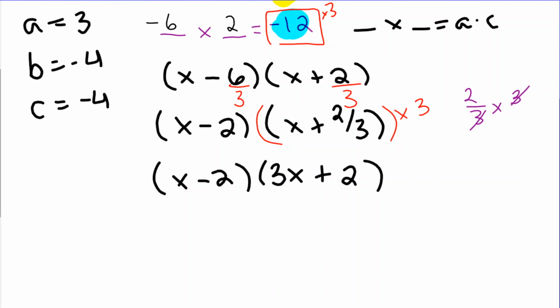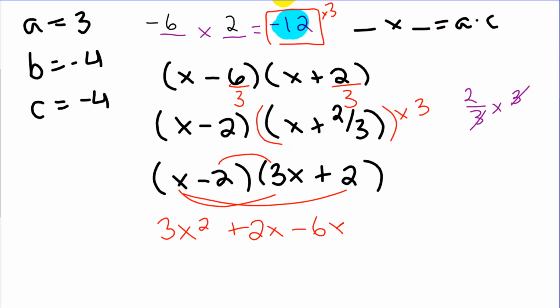This is our final factored form. Remember, we can always verify this by expanding back out. I can do x times 2, and that's going to give me the 3x squared that I intended for. I'm going to do an x times 2. I get a 2x. I'm going to do a negative 2 times 3x. I get a negative 6x. And I'm going to do negative 2 times 2. I get a negative 4.